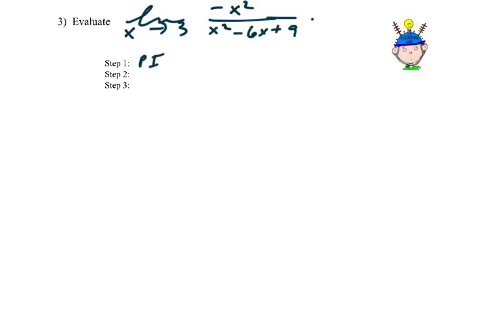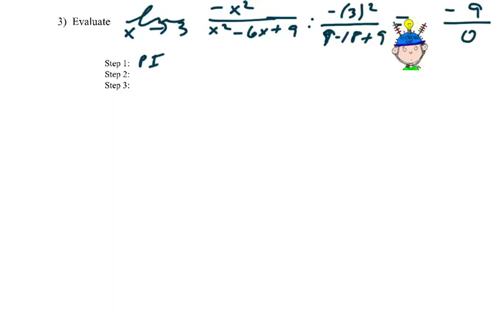Okay, let's go to another example. All right, so we are going to now have the limit as x approaches 3 of -x squared over x squared minus 6x plus 9. All right, step 1, plug in. Be careful, when you have negative times negative x squared, that means you are squaring the 3 value first. And then you are negating it afterwards. Okay, so in this case, you do end up with just -9 over 0.